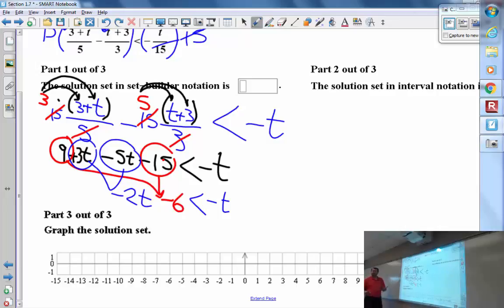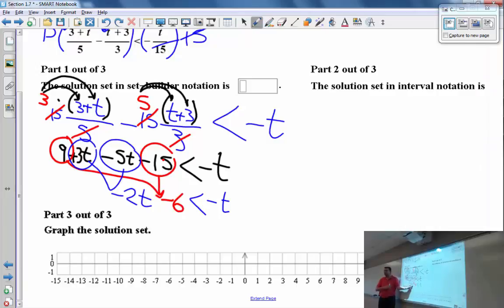Alright, I need the t's together. I have some t's on the left, some on the right. We need to move one of them to the other side. Which one do you prefer? You want to move this one? So what do you do? Plus 2t. You can add plus 2t to both sides. It's going to wipe this one off and populate something else here. Or you could add plus t to both sides and get t's on the left.